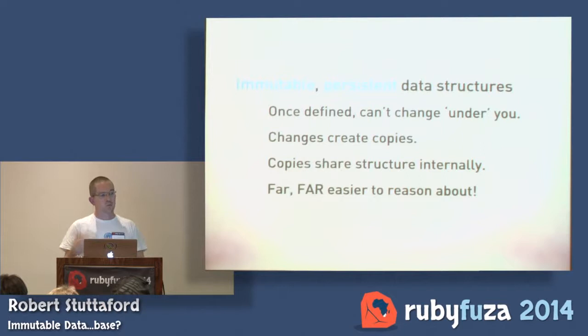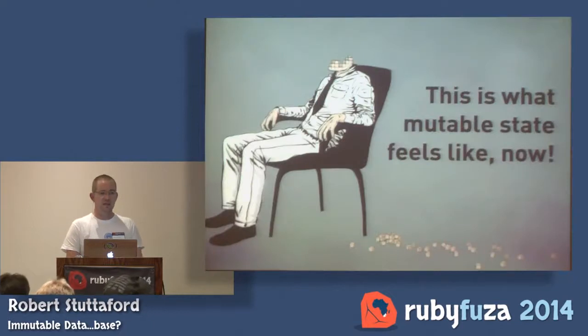So it's actually far more performant to work with than working with defensive copying like they do in Java. And yeah, again, far easier to reason about. To me, after using Clojure for a couple of years, this is what working with mutable state feels like. Horrible.